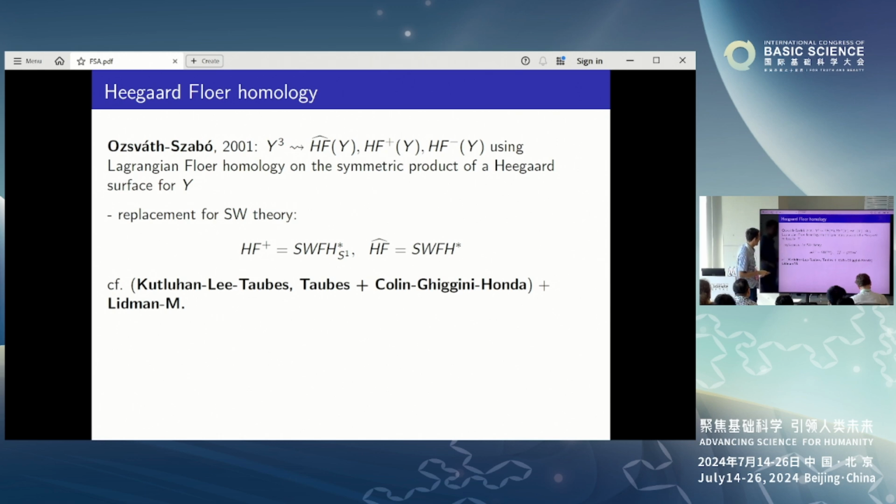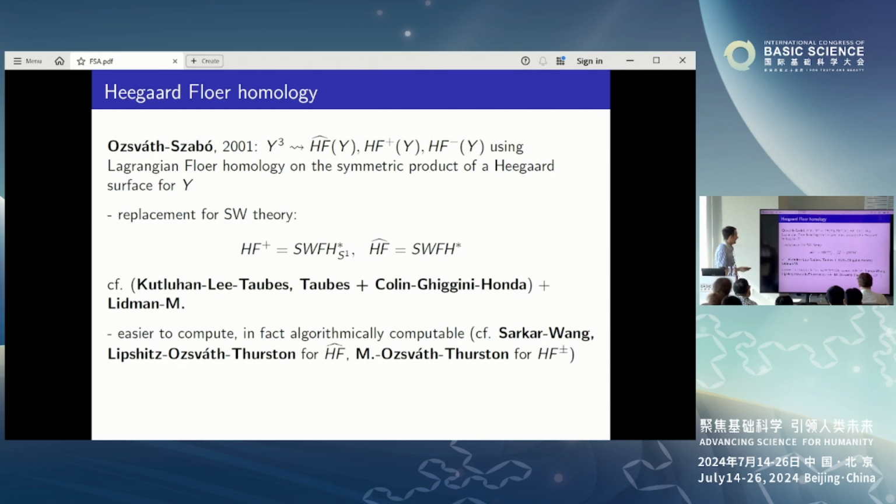There's a non-equivariant version and an equivariant version. And okay, so why do we need this theory if it's the same as the old one? Well, the way it's defined, it's more computable. It's somewhat easier to count holomorphic disks in symplectic geometry, and in fact, building on that, you can show that it's algorithmically computable. There are algorithms for computing it for any 3-manifold. Well, the first one was due to Sarkar and Wang, and then with Ozsváth and Thurston, we also built one for the equivariant version.